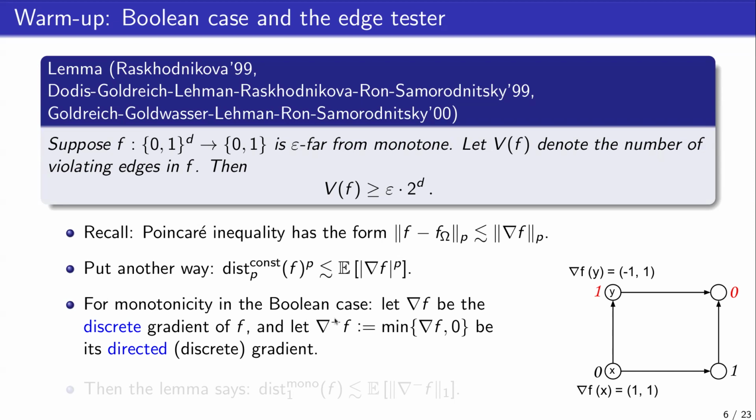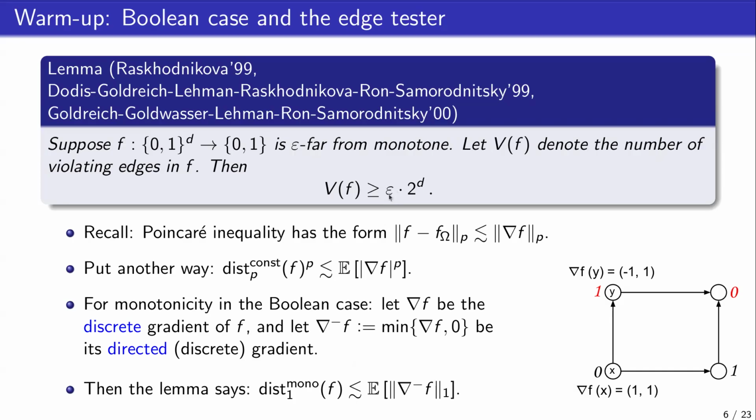I'm also going to introduce this notation, gradient minus, for the directed gradient, which is simply the minimum with 0. That means that anything that is positive, I just zero out, and I only keep the negative entries, which are precisely the entries corresponding to violating edges. Okay, so if I do that, then this lemma here, by dividing by 2 to the d on both sides and then flipping the inequality, is equivalent to saying the following.